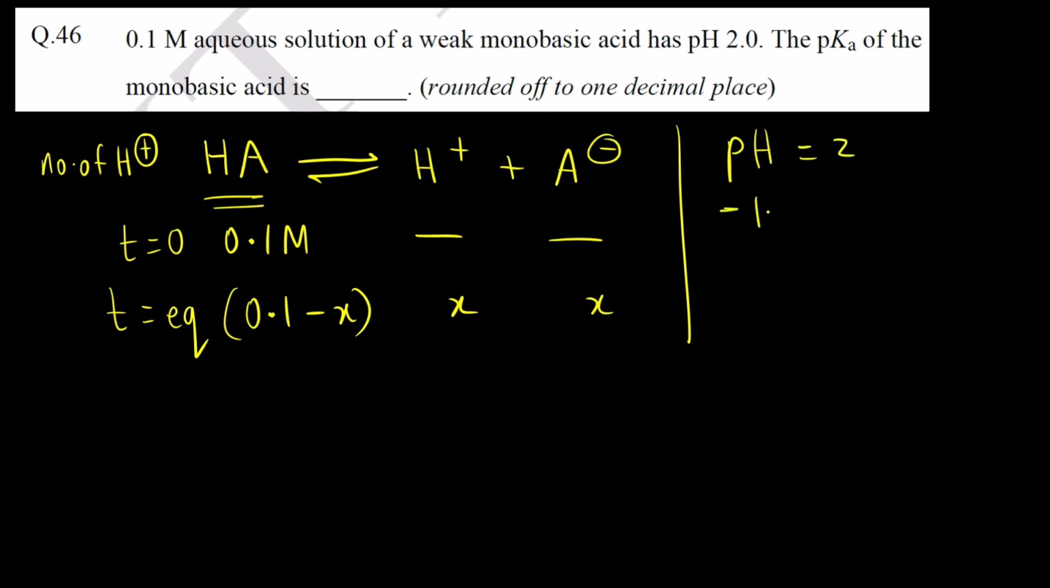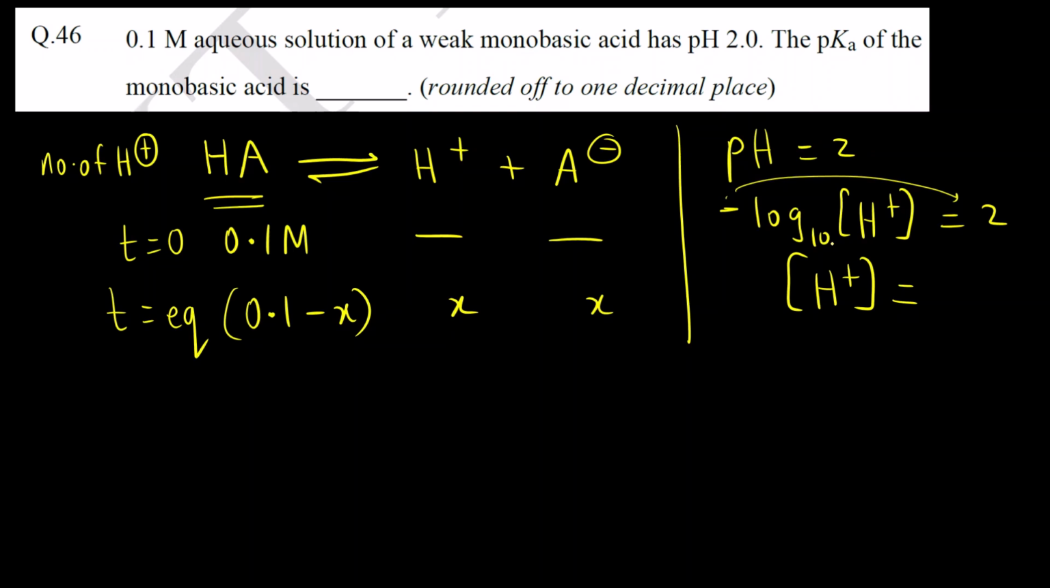What is the formula for pH? Minus log to the base 10 of H plus ion is equal to 2. What will be the formula for H plus? H plus will be, okay, this minus will go on the right hand side, it will become minus 2 and 10 raised to minus 2. So H plus will be 10 raised to minus 2. Okay, H plus is 10 raised to minus 2. That is nothing but the value of X.